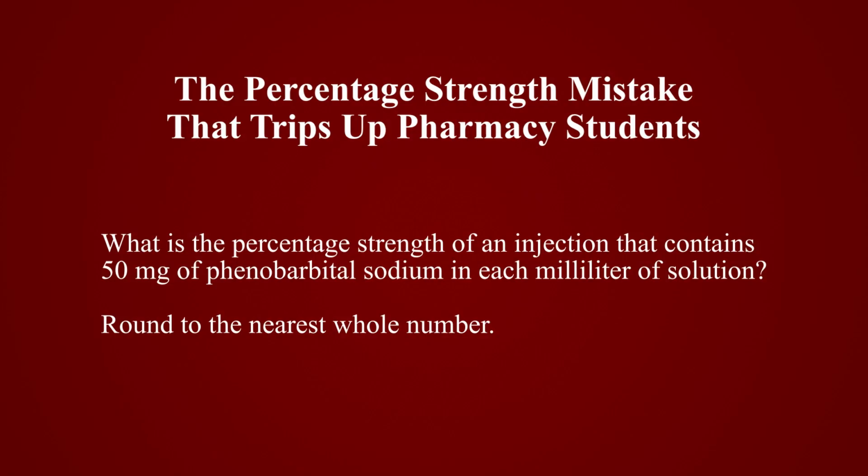Most students miss this question not because they can't do the math, but because they misunderstand what percentage strength actually means. So this looks like a simple question. However, if you make the wrong decision in the first 10 seconds, then the rest of your work really doesn't matter. So before we calculate anything, I want to show you the one question you must answer first, because once you see it, this problem becomes pretty obvious.